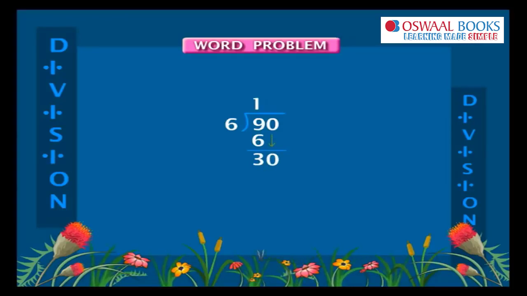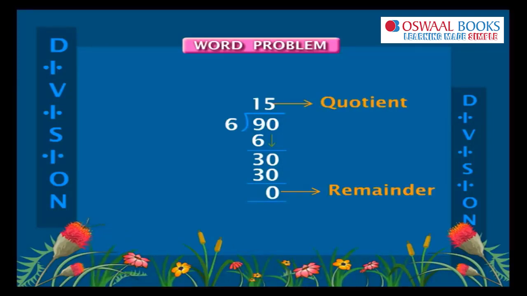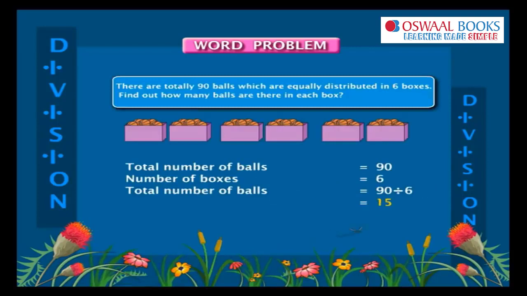Now we have 30. Recite 6 tables. 6 into 5 is equal to 30. So 6 goes in 30 5 times. So write 5 above in the quotient and write 30 below 30. There is no remainder when you deduct 30 from 30. The quotient is 15. Thus 90 divided by 6 is equal to 15. So there are 15 balls in each box.